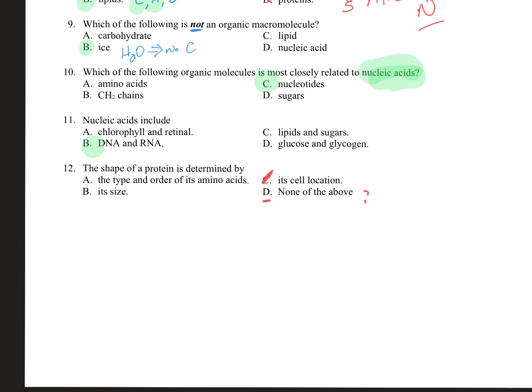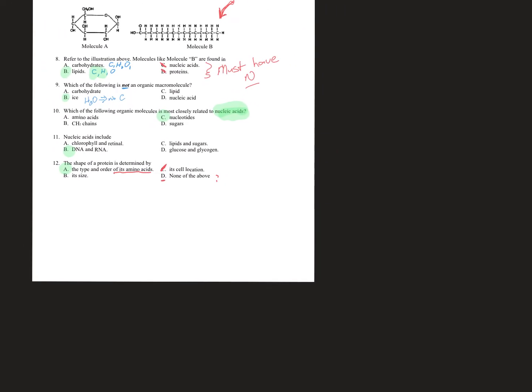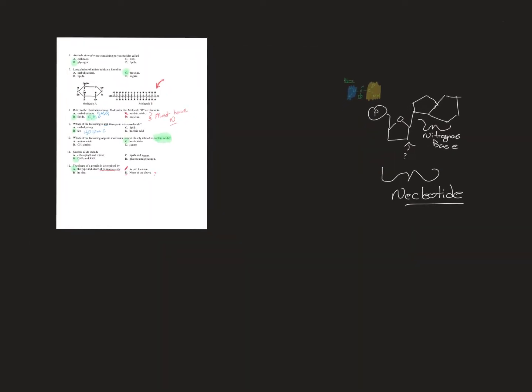Its size is a possibility, right? But look, the order of the amino acids. We talked about the idea that the amino acids have an R group, and that the R groups determine its function. I said that because there's 20 different amino acids, 20 different R groups, and the order of those R groups is going to be the big deal. So it was a tough question. If you got it wrong, I understand. But the answer is amino acids. I did give it to you in class, so I decided to hold you accountable for that.